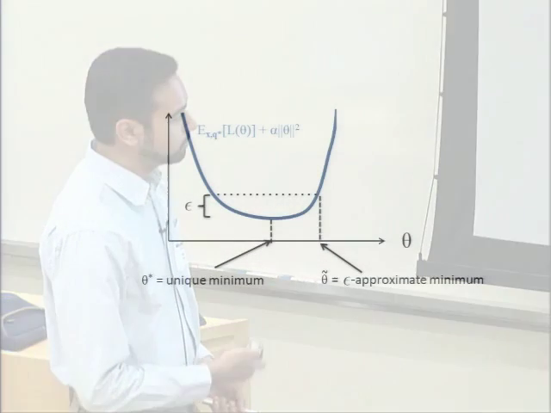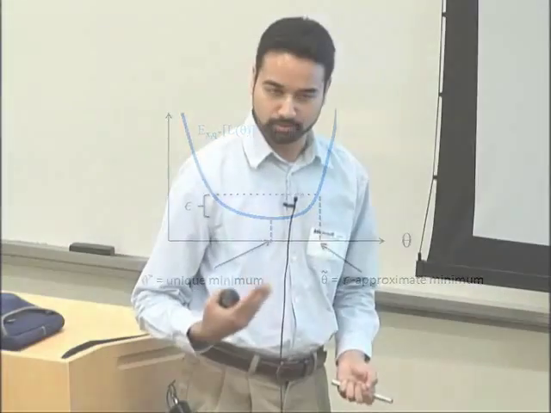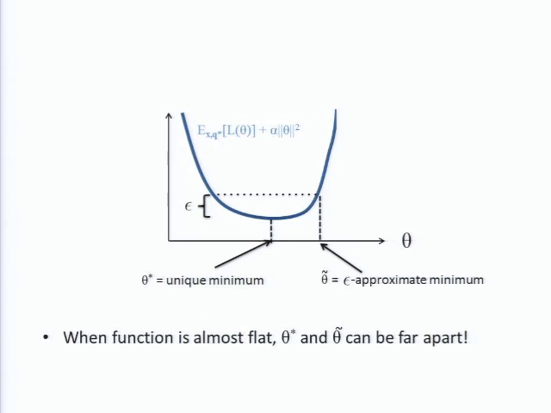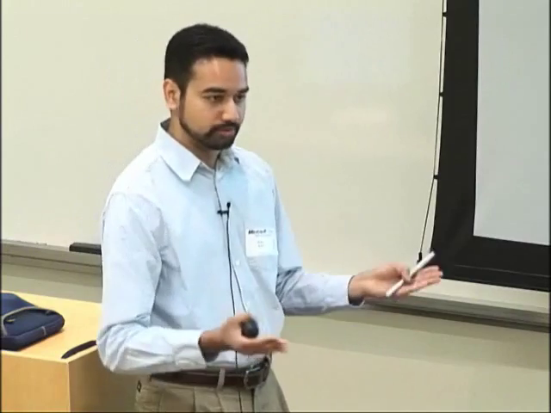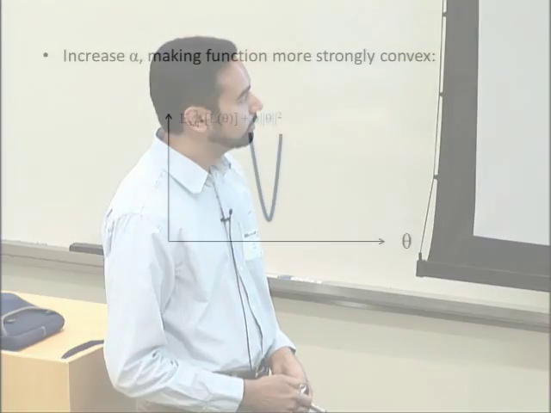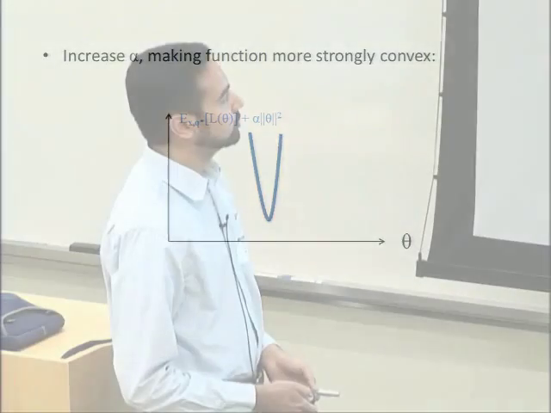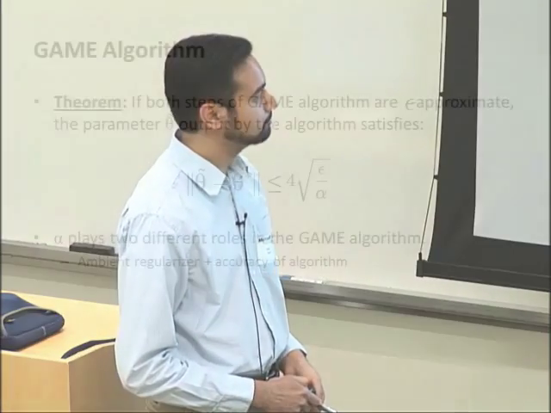But we have a problem, which is that no algorithm is going to find the exact minimum, but rather only an approximate minimum. And at least in this picture, the true minimum and the approximate minimum are quite far apart, because when the function is almost flat, you have this problem. So what we do is increase alpha, which makes the function more strongly convex, and then you can be sure that any approximate minimum is going to be close to the true minimum. And this is the effect there.